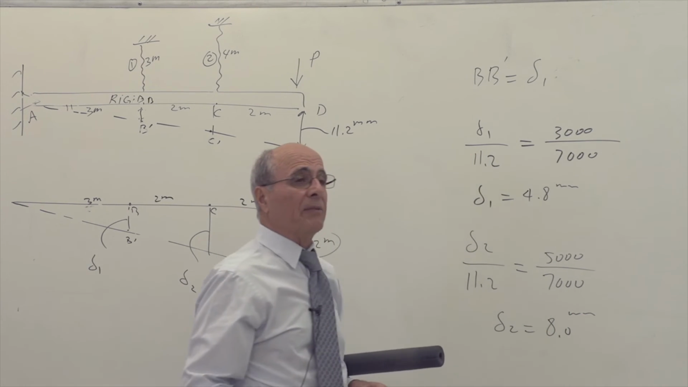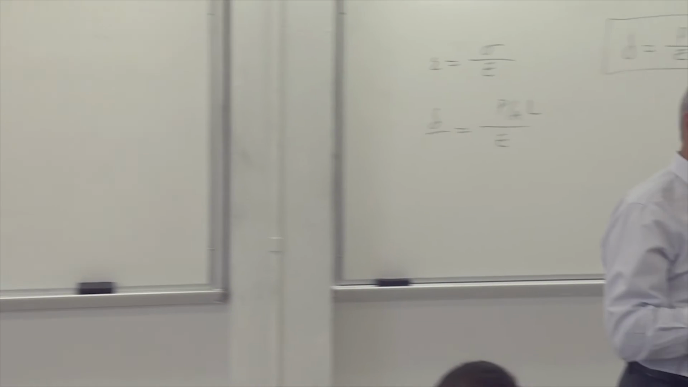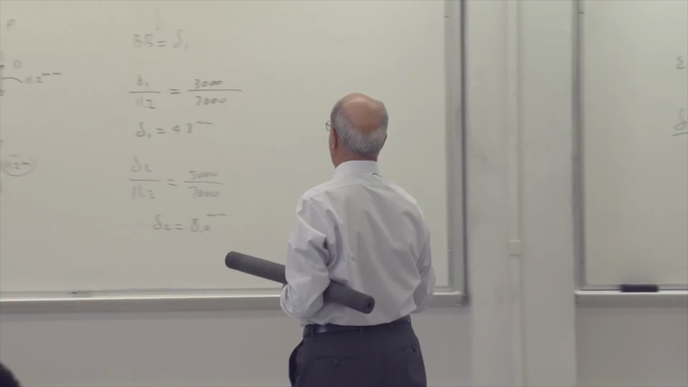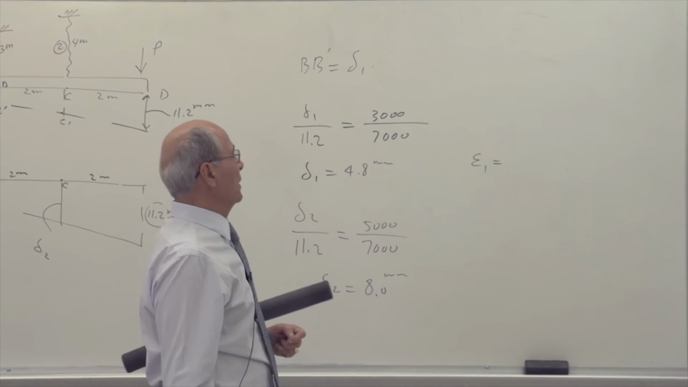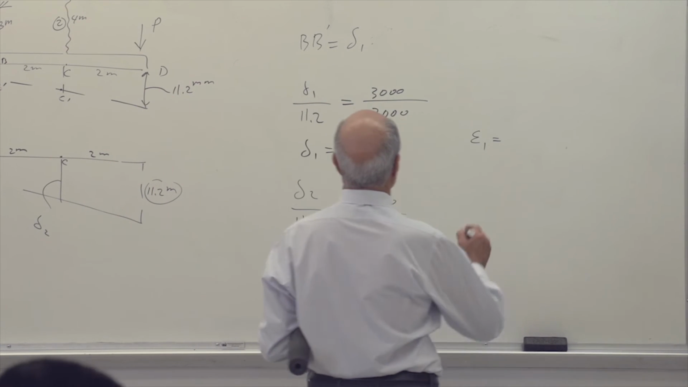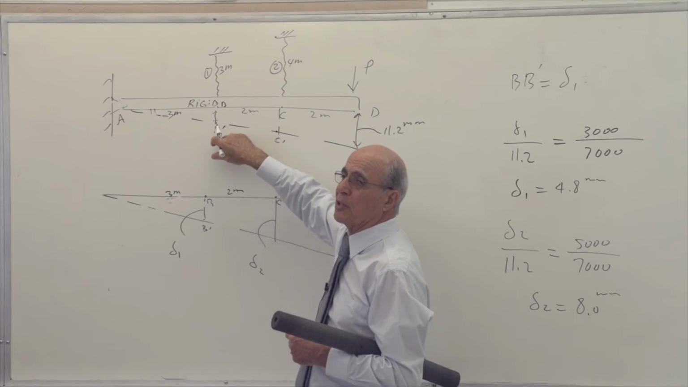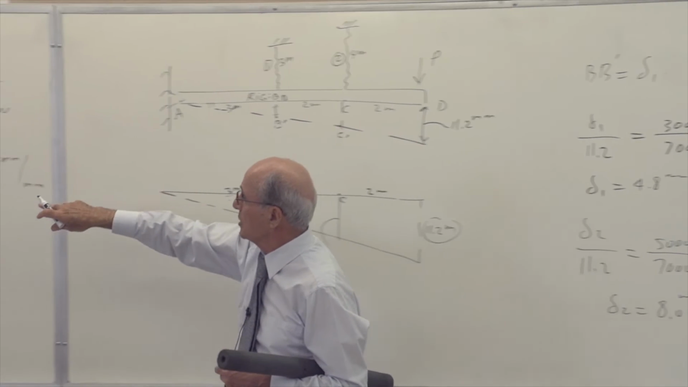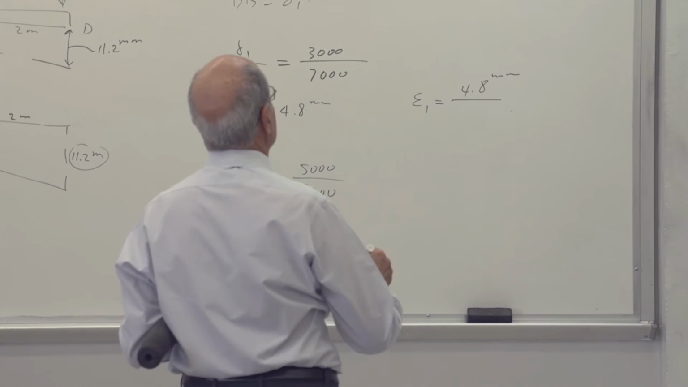Now that I have delta, delta is the total elongation of the rod. The question was, what is epsilon, or the amount of change in the length? Yes or no? Correct? So therefore, epsilon 1 is equal to delta over original length. Delta is 4.8 millimeter. To the original length we never add this, because this is minute compared to that. Everybody understand that. This, we never add. Remember the delta is divided by the original length. Is that correct or not? So divided by 3,000. That's right, 3,000.